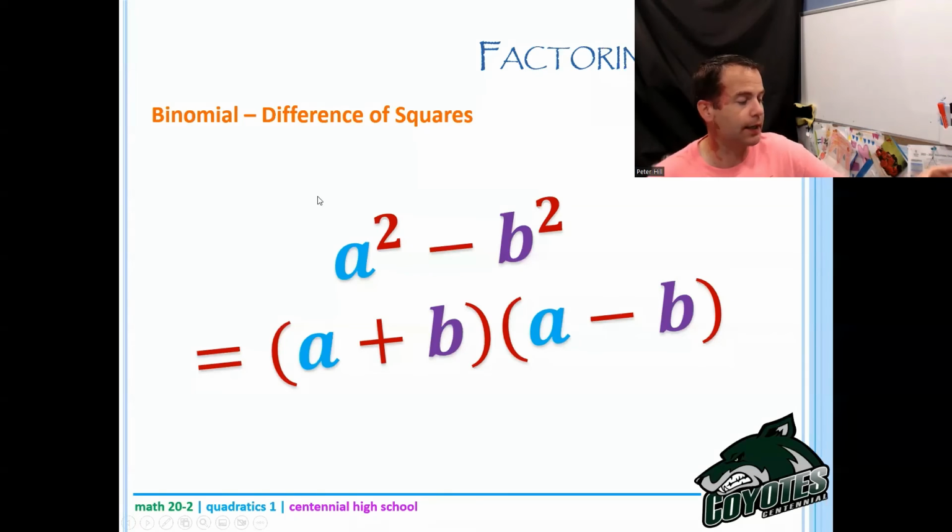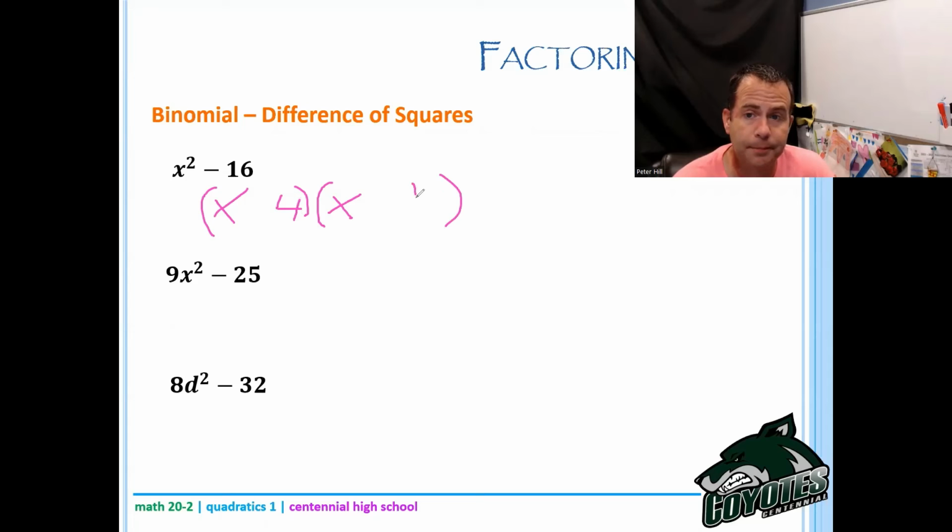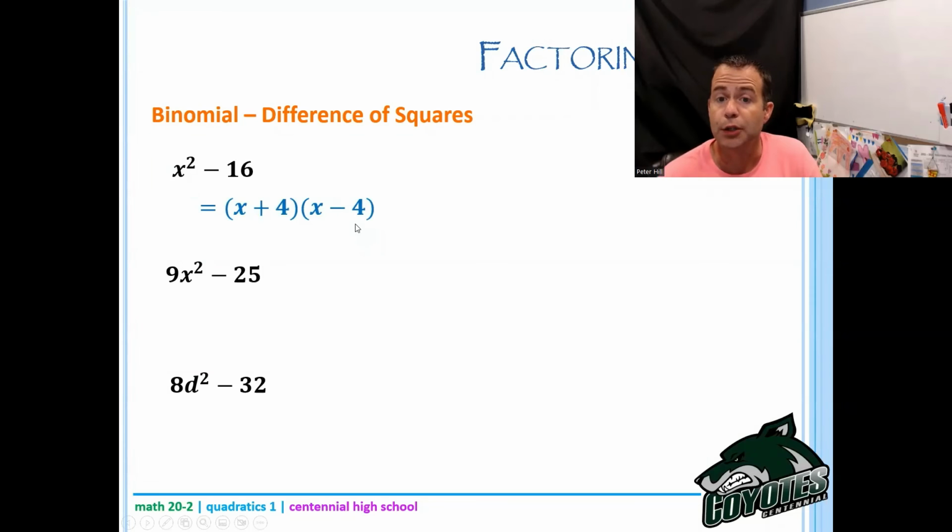So let's try a few of these. So x squared minus 16, I do have a subtraction there. X squared is a perfect square. 16 is a perfect square. So I set myself up to say, okay, it's going to look like this. The square root of x squared is x, so x has to go in the front. The square root of 16 is 4, so 4 has to go in the back. And then one of them gets added and one of them gets subtracted. So I end up with x plus 4 and x minus 4. Okay, you try the next one.